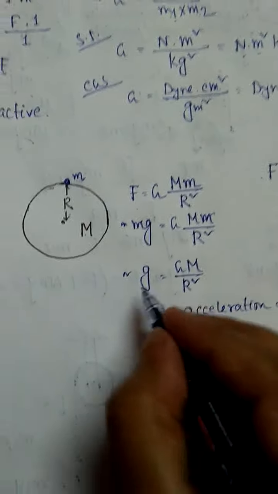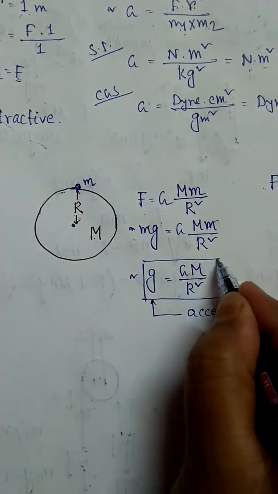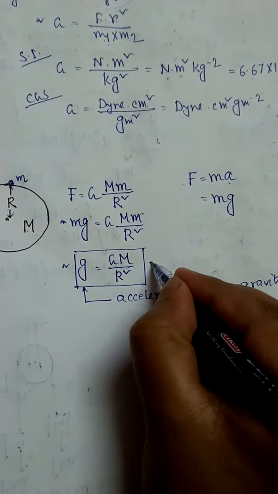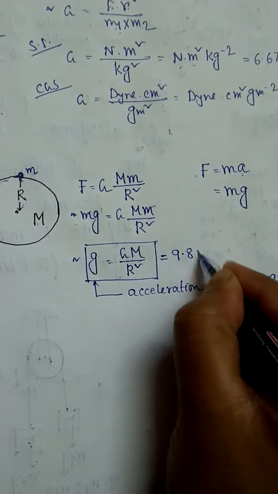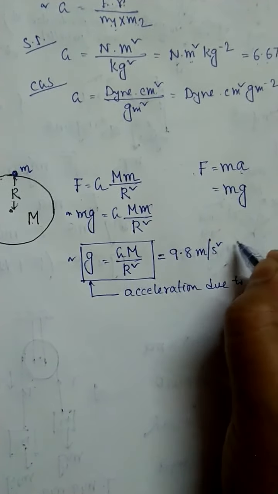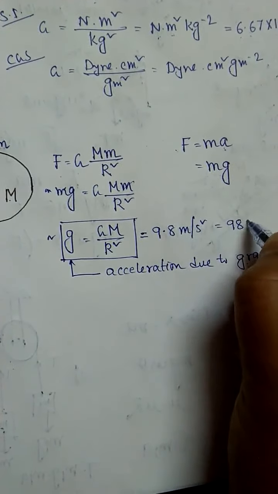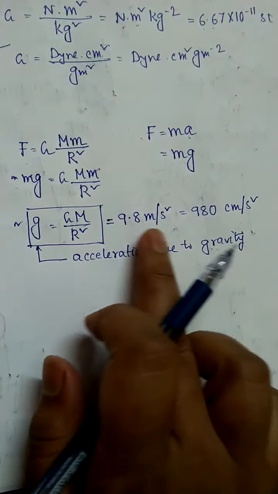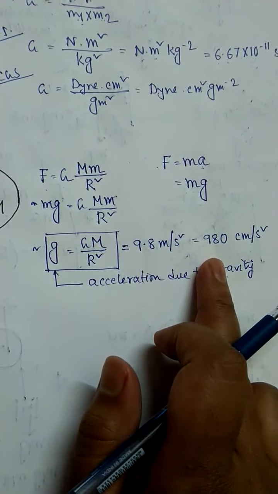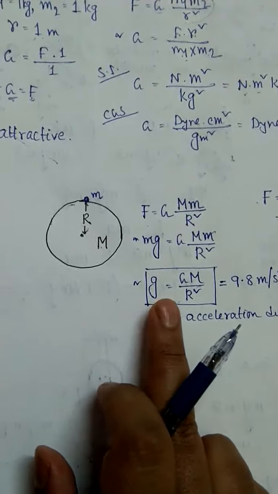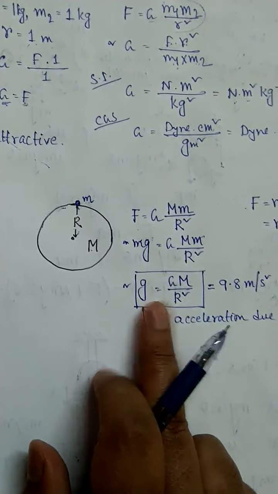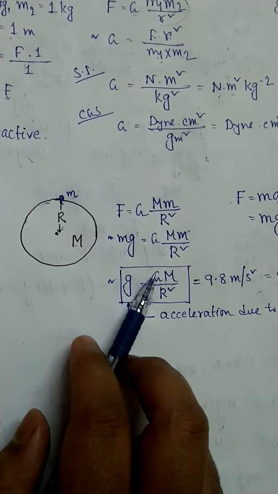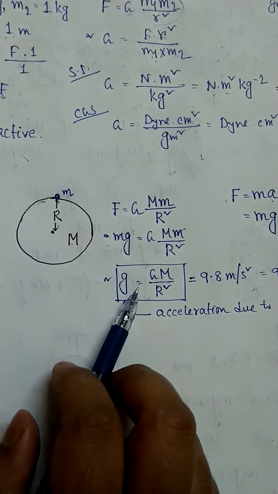Acceleration due to gravity, and you must remember this formula. In previous classes you have already used this value. Its SI value is 9.8 meter per second square, and its CGS value is 980 or sometimes 981 centimeter per second square. Is it okay? So you must remember this formula, and this is also known as the relation between small g and capital G.